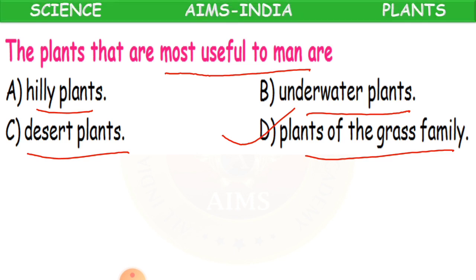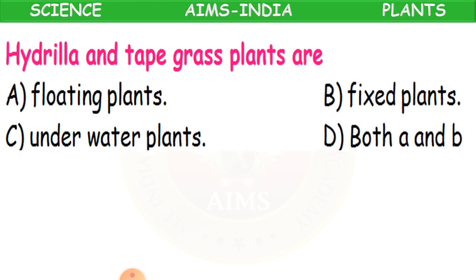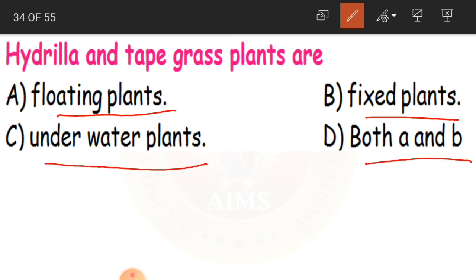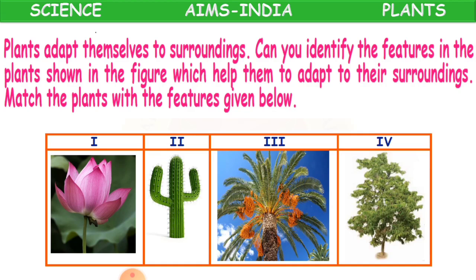Clear children? Yes. The next question: hydrilla and tape grass plants are what? Are they floating plants, fixed plants, underwater plants or both A and B? So they are underwater plants. Okay, C is the correct answer.